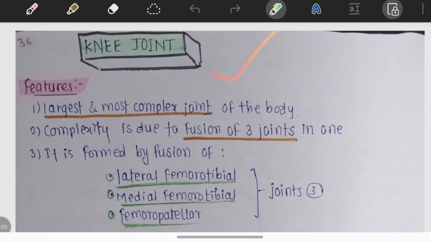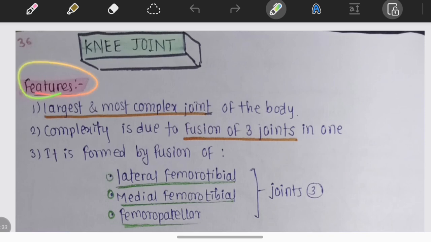Hello doctors, today we will learn about the knee joint. Here are the important side headings: features, articular surfaces, then ligaments, bursae, arterial supply, nerve supply, then the movements of the knee joint, unlocking and locking and everything. Let's discuss each and every point step by step.